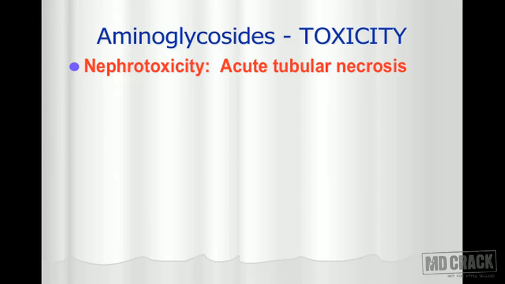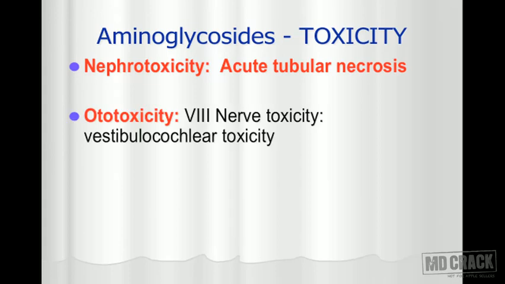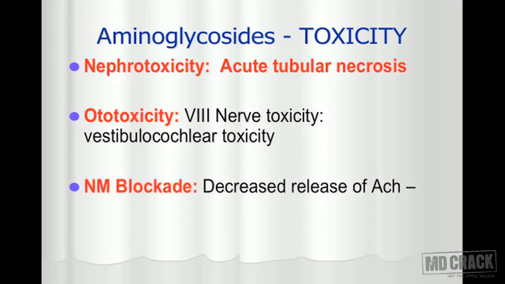Let's have a look at the slide, which shows all the toxicities. Number one, as I said, nephrotoxicity or acute tubular necrosis. The second one is ototoxicity. I hope you're reading on the slide, that's the 8th nerve toxicity, the vestibulocochlear toxicity. This can be variable in different aminoglycosides. In a few, it can be a vestibular component, and in some others, a cochlear component.